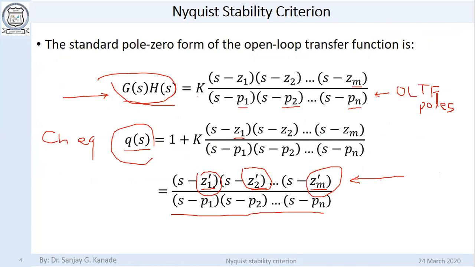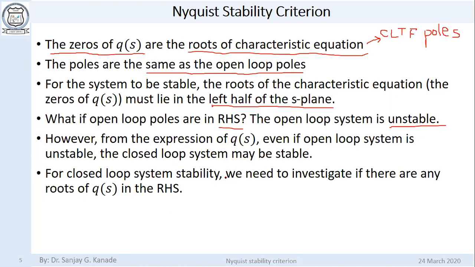Even if the open loop system is unstable, it is possible that all these Z1 dash, Z2 dash, Zm dash may lie on the left hand side. So even if the open loop transfer function is unstable, the closed loop system still may be stable. Therefore, there will be two cases that we'll have to analyze.